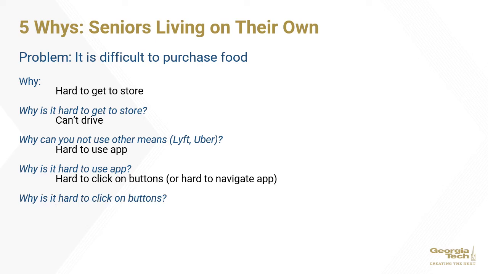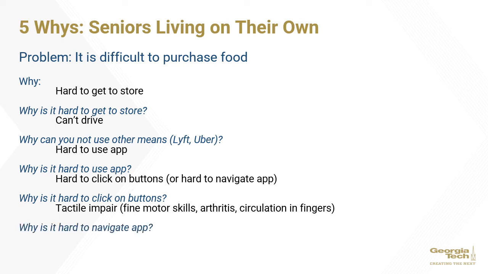Why is it hard to click on the buttons? Well, I really have trouble pushing the buttons, or maybe I've got arthritis, or poor circulation in the fingers. Maybe you try to click on it and it's not reading your finger clicks because you don't have good circulation. Or, separately, on navigating the app, why is it hard to navigate? It's kind of confusing. There are no instructions on it, and it's not obvious what I have to do. So now you're looking at the original problem. It's difficult to purchase food, but the underlying causes are down here. So that's a root cause.